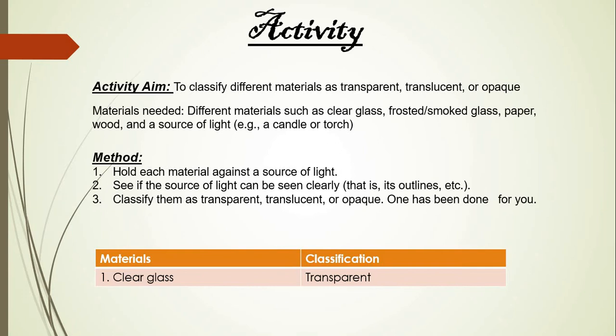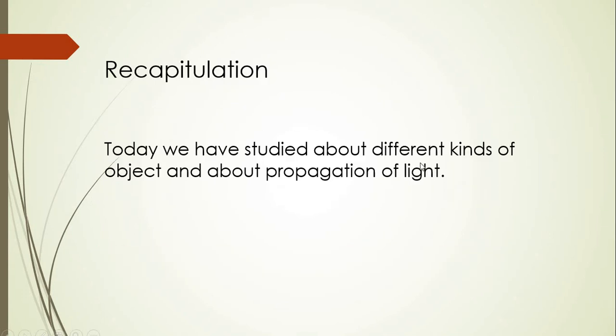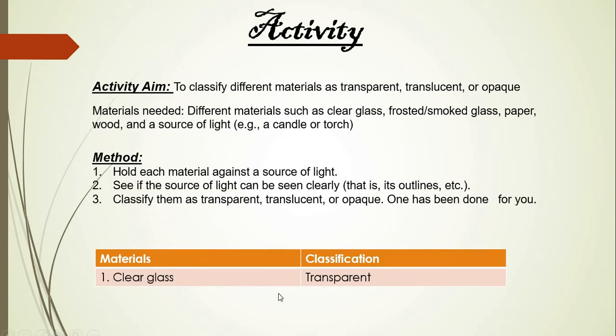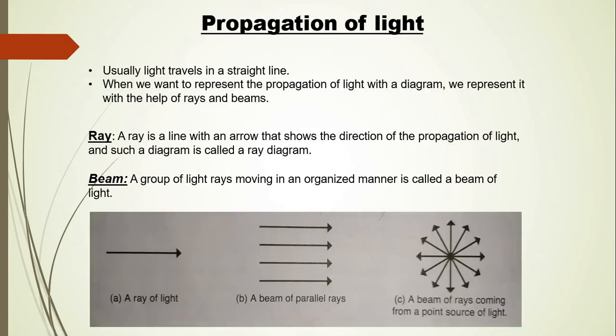So in the case of different materials like clear glass, frosted glass, smoked glass, paper, wood and so on, clear glass will be a transparent material, while frosted and smoked glass are translucent materials, while paper and wood will be opaque materials.